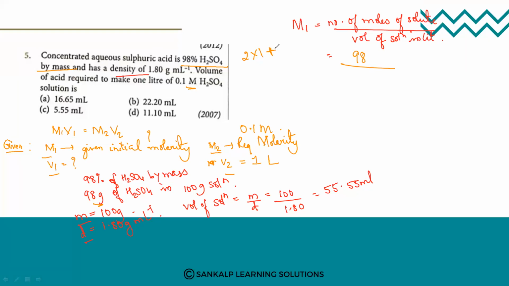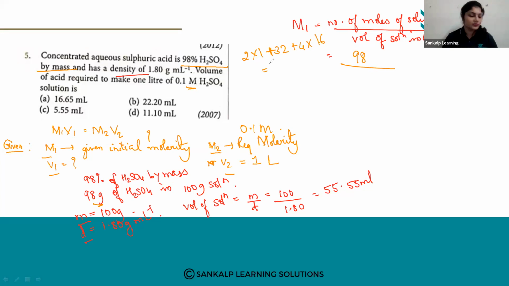32. 32. Plus, then what? Oxygen, 4 into 16. How much does it come to?